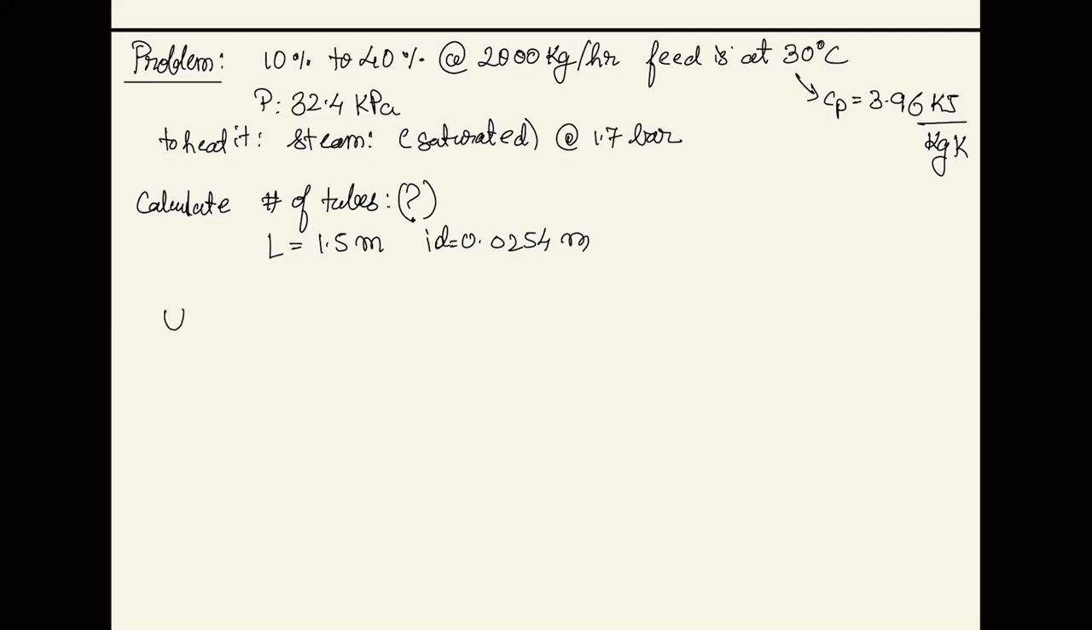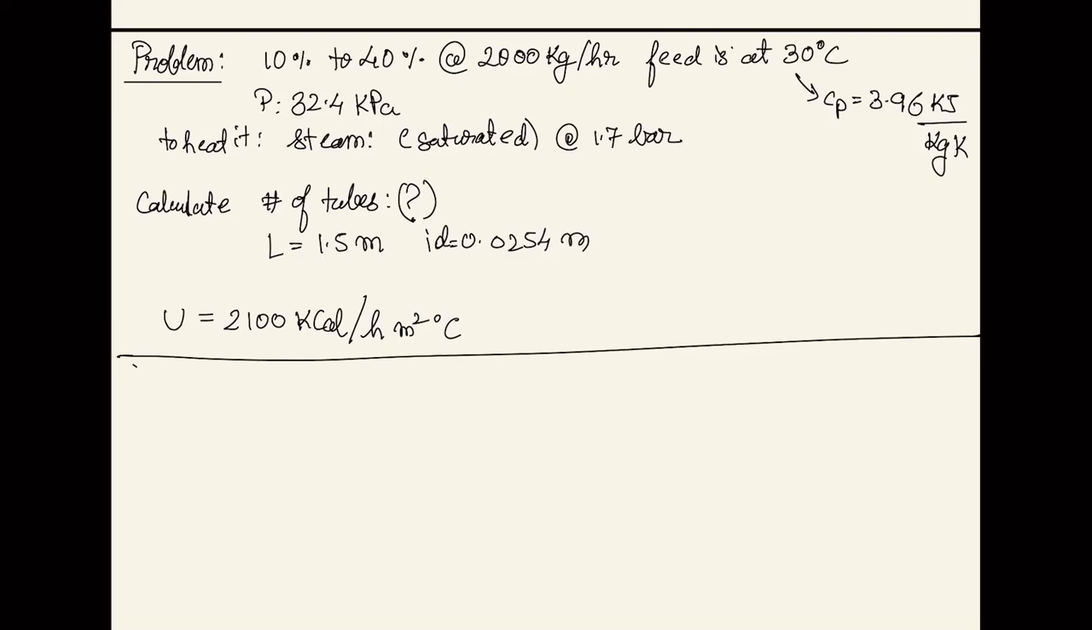Like you started with guessing a U, and then the whole setup is the same. So to make the problem simple, I am directly giving the value of U to be around 2100 kilocalories per hour meter square degree Celsius. Now what I want you to find out is the number of tubes.